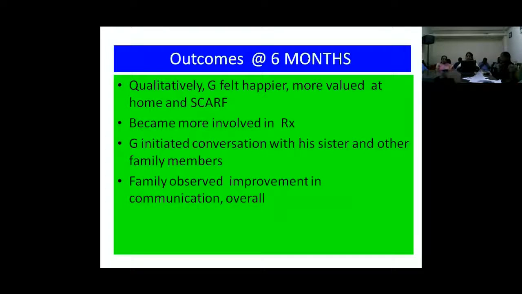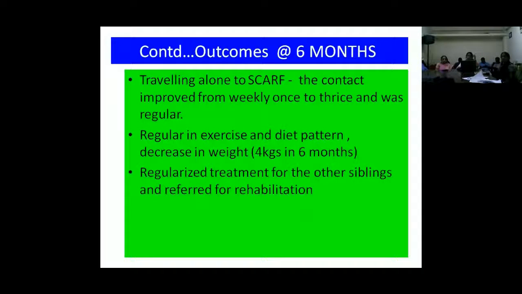Seeing the outcomes by the end of 6 months, Mr. G mentioned being much happier, more valued at home and at SCARF. He was more involved in the treatment. He initiated conversation with his sister and other family members. Overall, the family observed improvement in communication. He took initiative to come for treatment and was regular in exercise. The treatment was regularized for the other sibling also, and he was referred for rehabilitation.